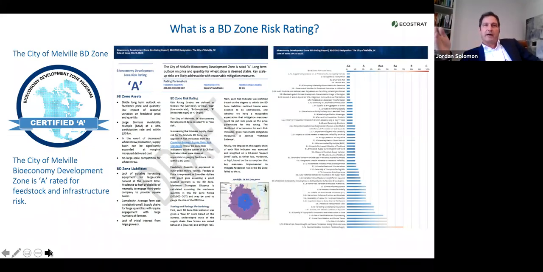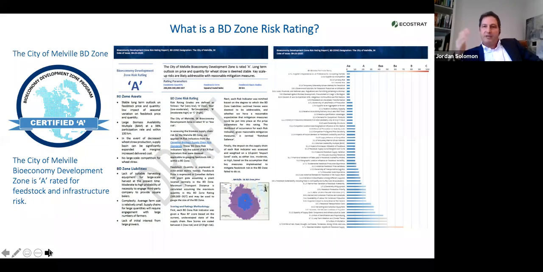The BD Zone, or Bioeconomy Development Zone Initiative, is a new program, and it works to drive bio-based investment across the country. It does that by designating low risk or investment ready areas or zones, with either a AA or an A rating. What you're looking at on your screen is the BD Zone designation for the City of Melville. It's A rated for wheat straw supply.